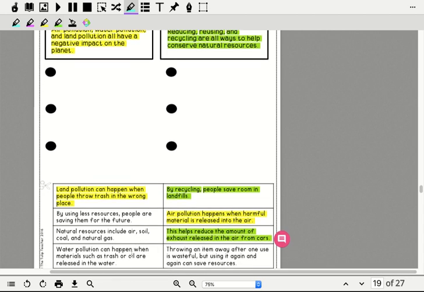Okay, and the last two. Water pollution can happen when materials such as trash or oil are released in the water. So this would give us our last one over here because then we have land, air, and water. Okay. This one says throwing an item away after one use is wasteful, but using it again and again can save resources. Okay, so this one talks about recycling, this one talks about reducing, and this one talks about reusing an item. Okay, so that's going to support this main idea. Okay, now we have 3 for each one, so we are finished with our written responses and our main idea.